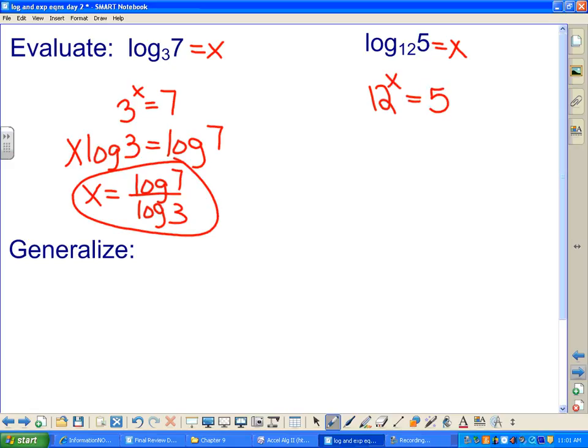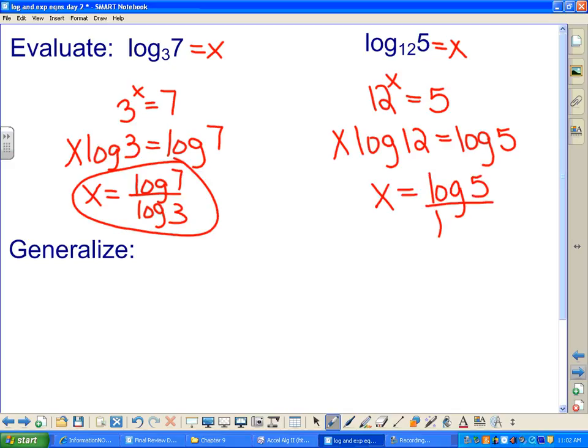Can you get like bases? Nope. So if you can't get like bases, then what do we do? Take the common log of both sides. x times the log of 12 is equal to the log of 5. And once we do that, then we're ready to do what? Divide by log of 12. And we end up with the log of 5 divided by the log of 12. Did it work? Do you see the pattern?